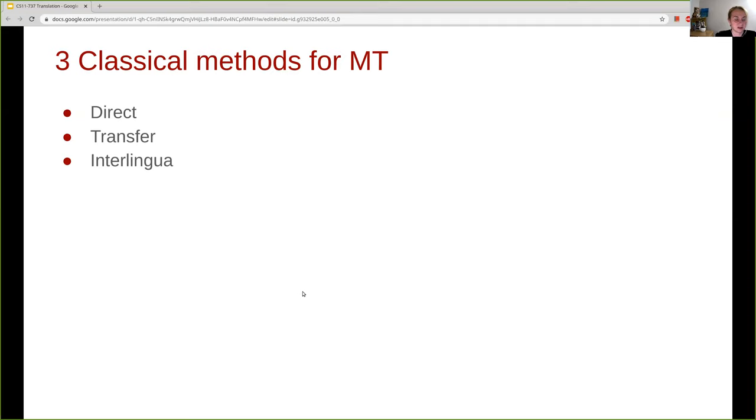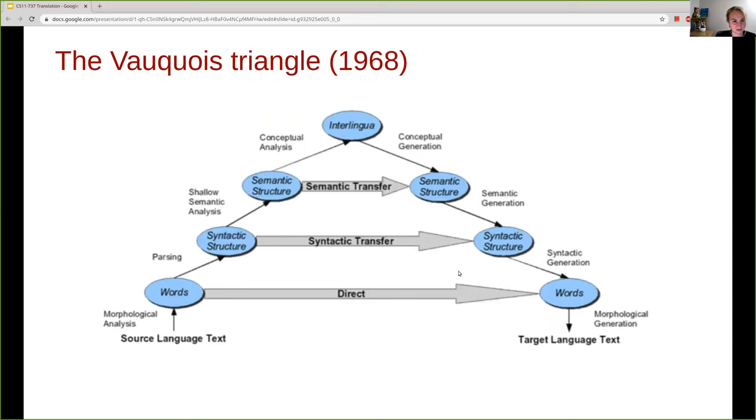Okay, so now we will quickly look at the history of modeling of translation, because in the majority of the class we will talk about contemporary techniques. So this will be a brief overview. There are three classical methods for tackling the problem of machine translation. These are direct translation, transfer-based methods, and interlingua. And altogether, they are composed of this famous Vauquois triangle.